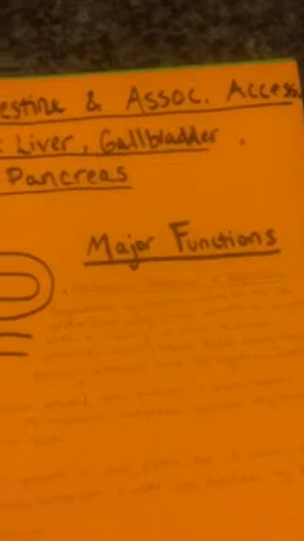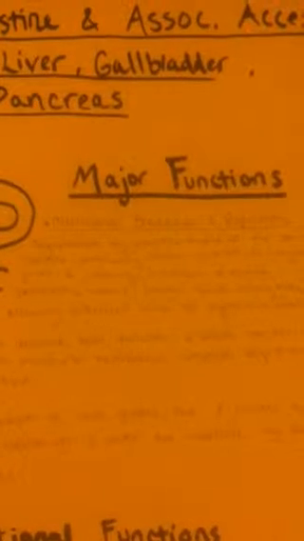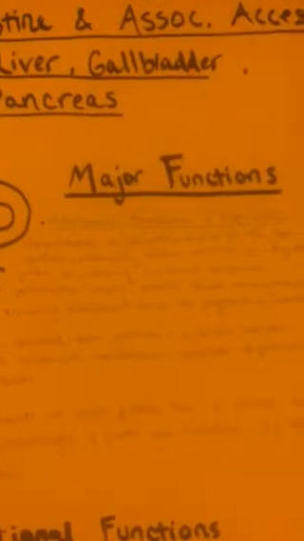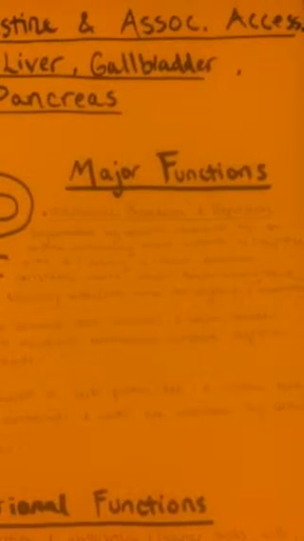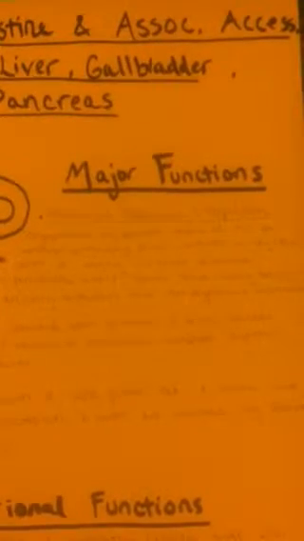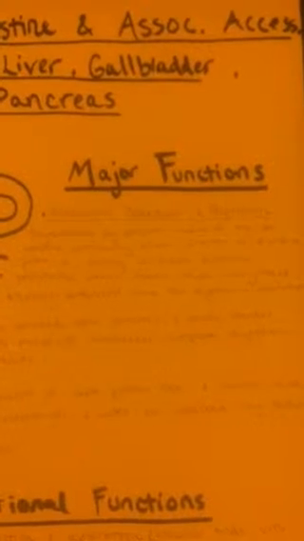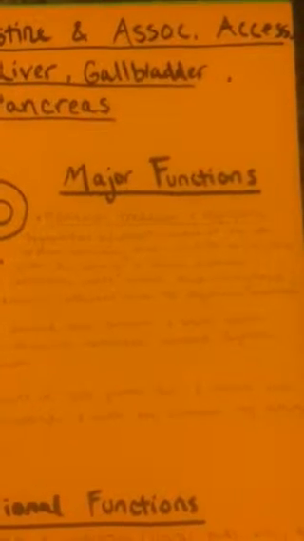So the small intestine and associated accessory organs, liver, gallbladder, and pancreas. The major functions. Segmentation, the first major function is the mechanical breakdown and propulsion. Segmentation by smooth muscle of the small intestine continually mixes the contents with digestive juices along with short distance peristaltic waves, moves food along the tract, allowing sufficient time for digestive absorption.